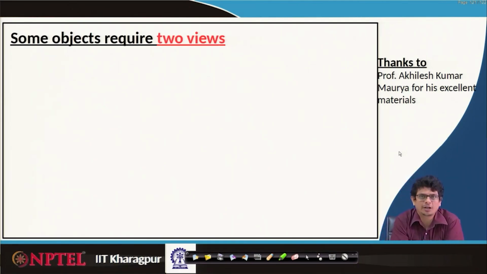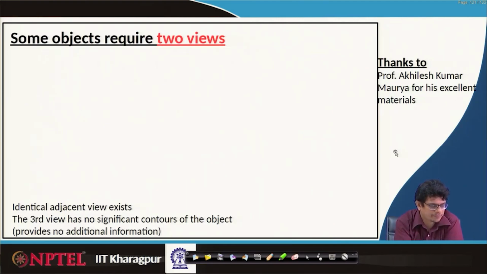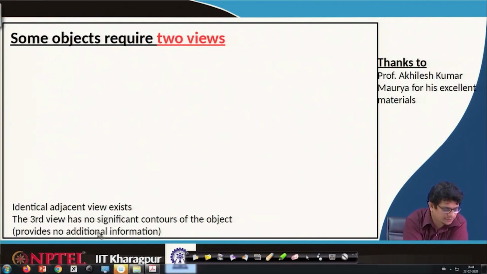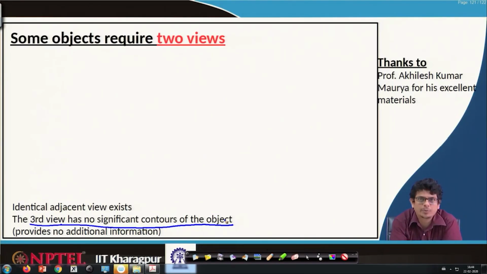Let us look at other objects where two views are compulsory. For example, identical adjacent views exist. The third view has no significant contours of the object, and it provides no additional information. In that case, we just require two views only.